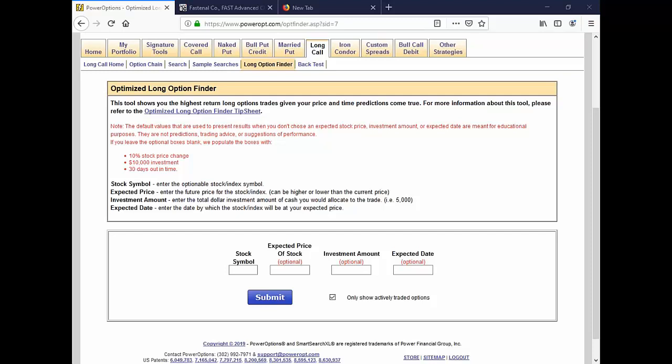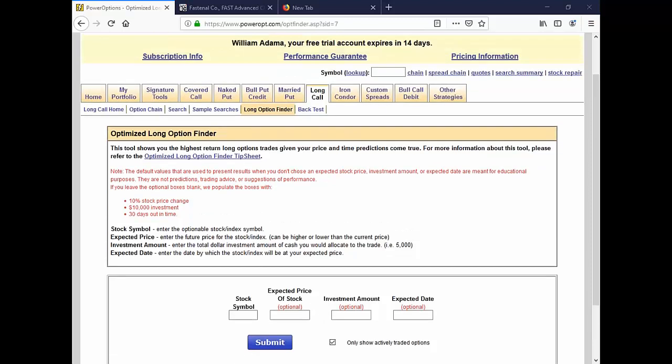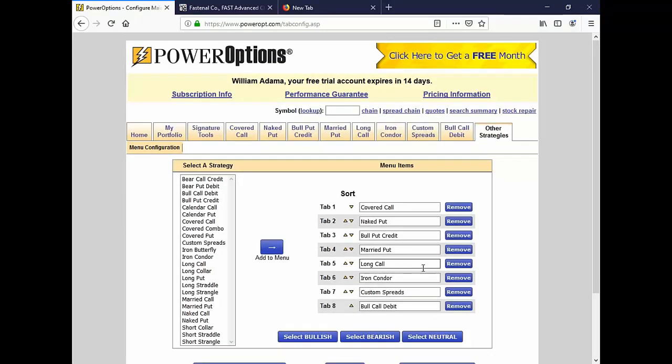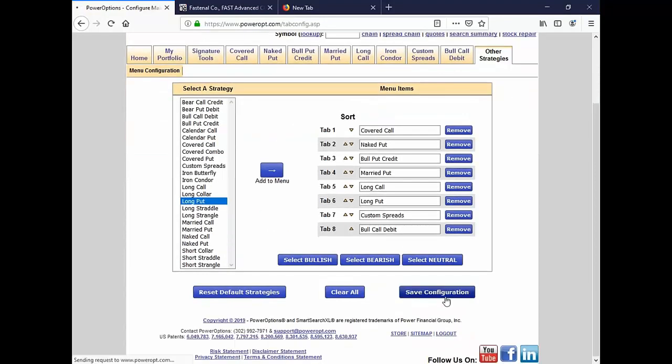All right, so let's take the long put. Not currently one of my strategies on our webinar account. No problem. Let's go to other strategies. For the moment, we'll take out Iron Condor, and I'm going to enter in long put. Just add that in. Those are the 23 different strategies I mentioned to you earlier in the presentation. Okay, so there we go. Now, save that.